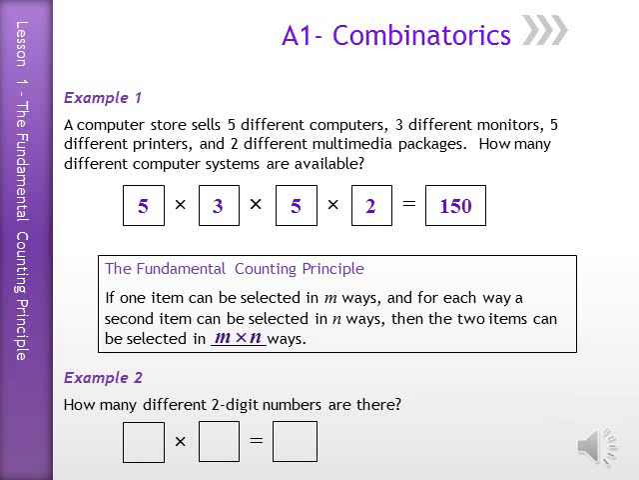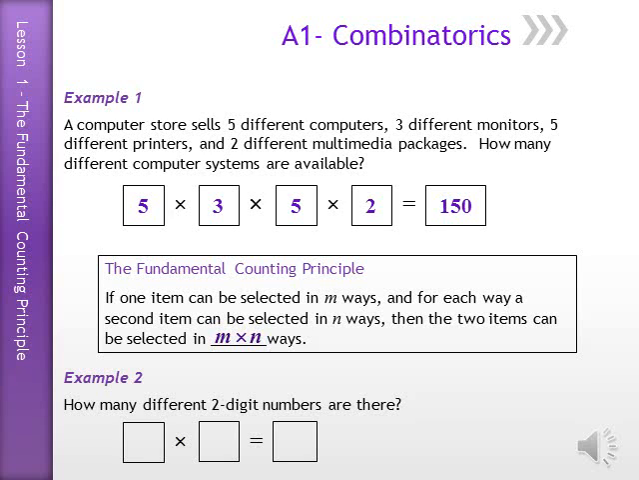Example 2. How many different 2-digit numbers are there? We often deal with questions that we do have to make a few assumptions for. For this, we will assume that a number can't start with 0. For example, 02 would not be considered a 2-digit number, but is really a single-digit number, 2.